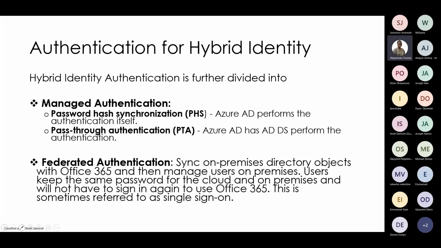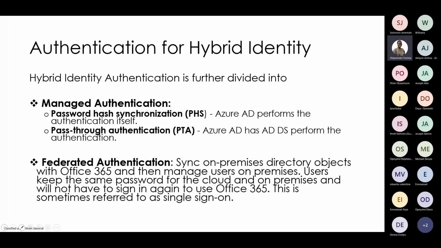Authentication in hybrid identity is divided into two: managed authentication and federated authentication. In managed authentication, Azure AD handles the authentication process by using a locally stored hash version of the user's password, and then it sends this credential to an on-premise software agent to be authenticated by the on-premise Active Directory.